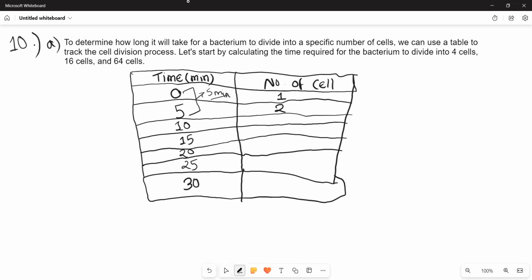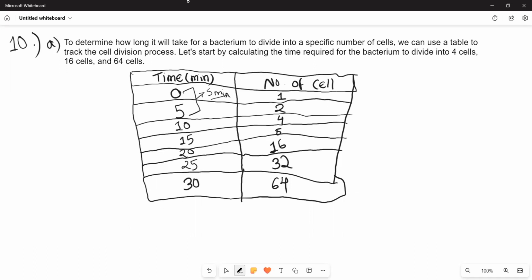So 1, 2, okay. Again after 2 we can write it as 4 because it splits into two parts. So 2 twos are 4. Again 4 times 2 is 8. Again 8 times 2 is 16. Again 16 times 2 is 32. Again 32 times 2 is 64. So how I have designed this table? Have you understood the concept or not?